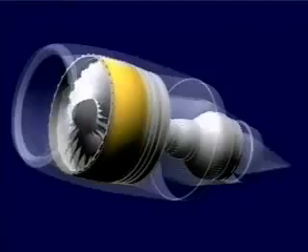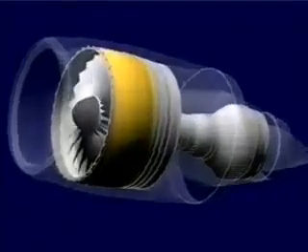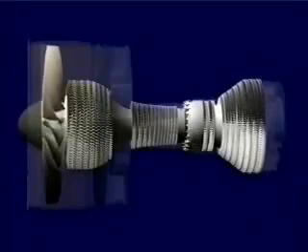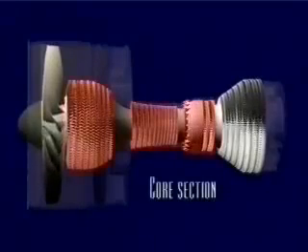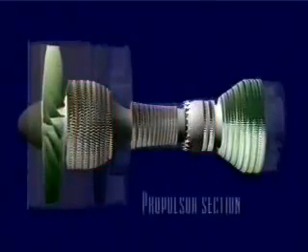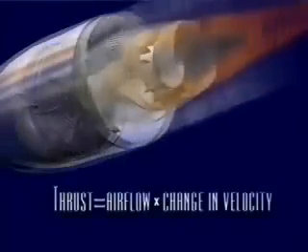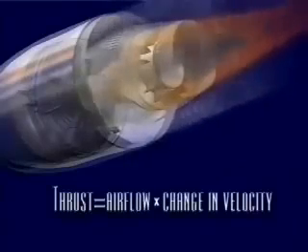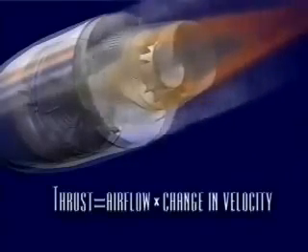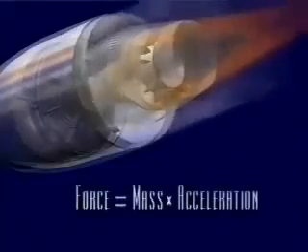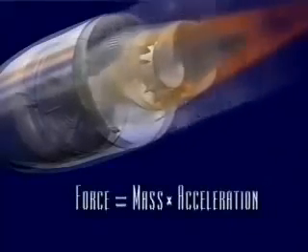The turbofan engine is a complex synchronization of several components working together as two parts. A core section that produces power to drive the propulsor section that produces thrust. Thrust is a force created by the acceleration of air. This phenomenon is simply an application of Newton's second law of motion, commonly expressed as force equals mass times acceleration. It is this force that propels the aircraft.